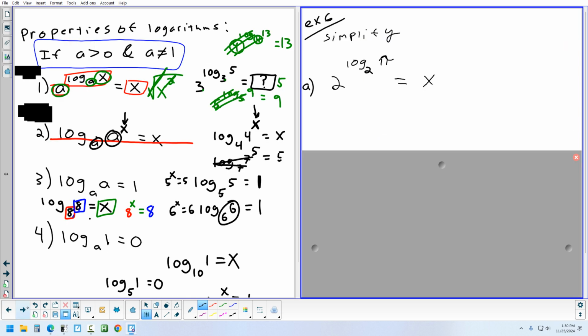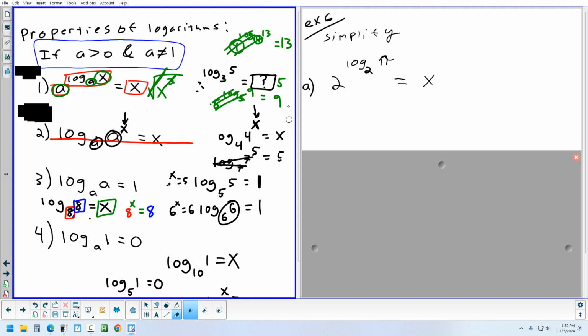See if we can figure out. Oh, I can erase the examples I had.